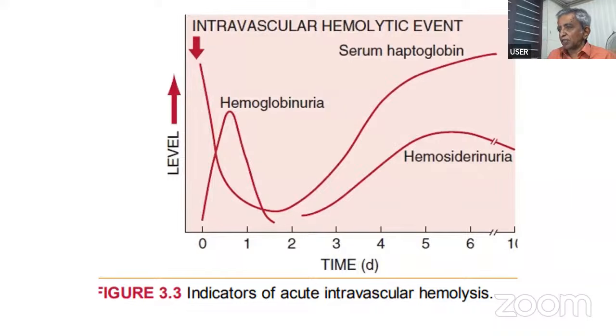And one condition which I already alluded to, paroxysmal nocturnal hemoglobinuria, you always find hemosideruria. Therefore, it has been called perpetual hemosideruria. Perpetual hemosideruria is another term employed for paroxysmal nocturnal hemoglobinuria. So this is about that.